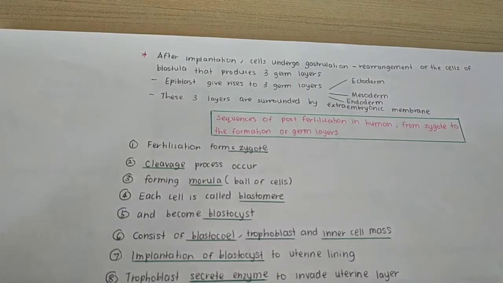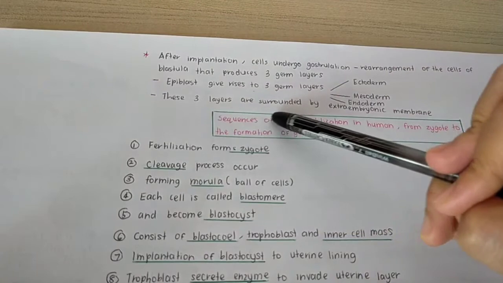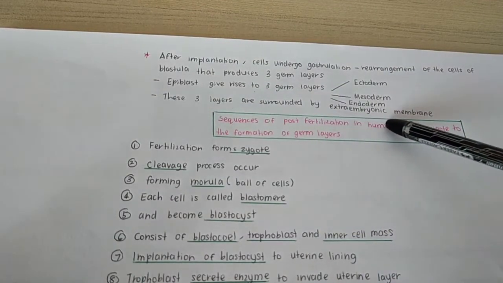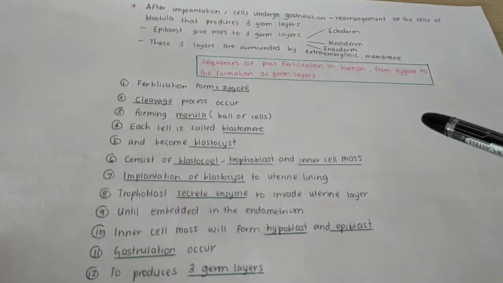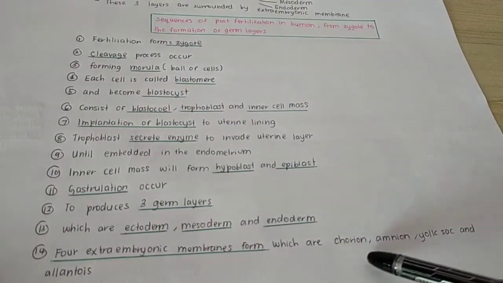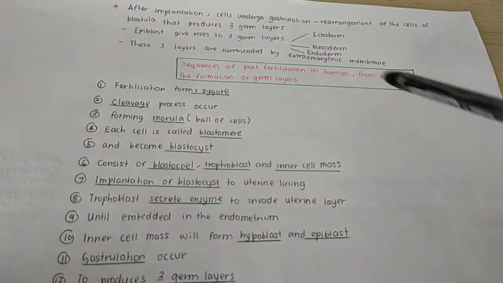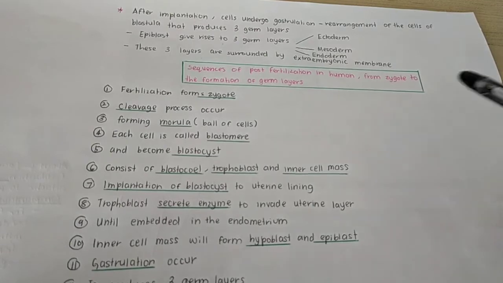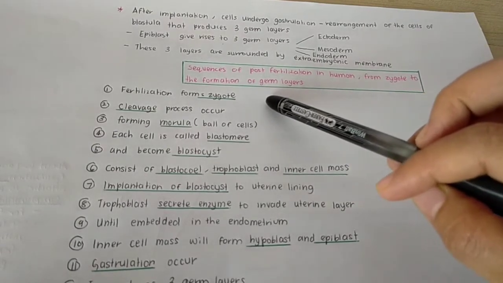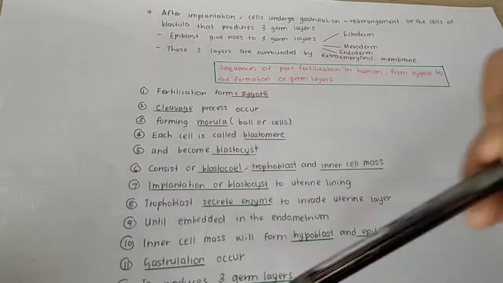Based on the diagram, you can look in the lecture notes. These 3 layers are surrounded by extra embryonic membranes. Which are the extra embryonic membranes? Chorion, amnion, yolk sac and also allantois. This is the sequence of post-fertilization events in humans, from zygote to the formation of the germ layers. We will go through it one by one, in brief.